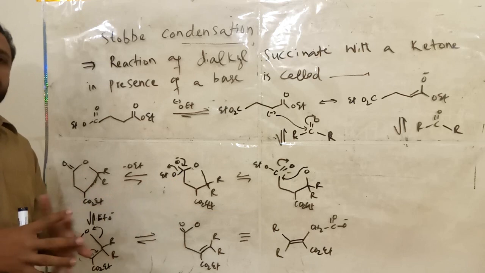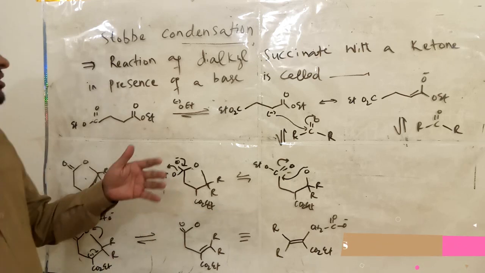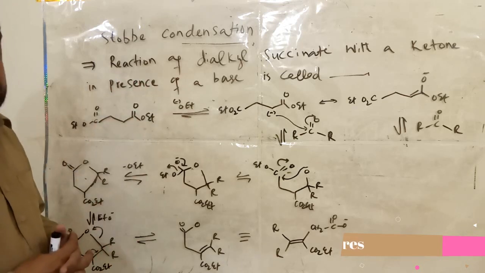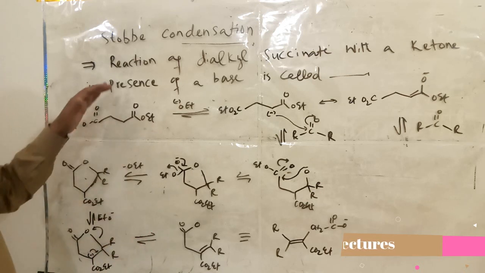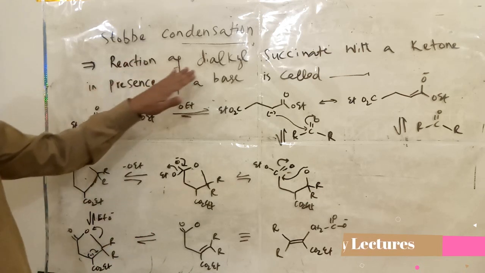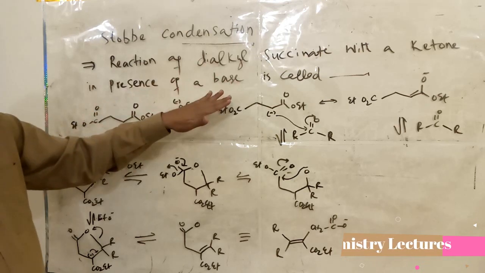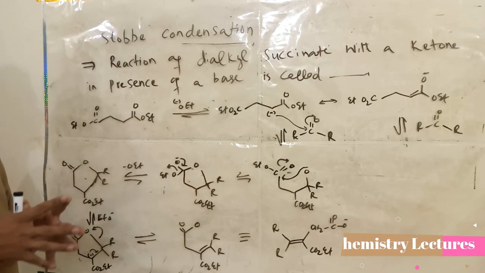So today we will discuss another different type of base catalyzed condensation reaction. The name of this reaction is Stobbe condensation. First of all, we will discuss the reagents. What are the reagents of the Stobbe condensation? In Stobbe condensation, the dialkyl succinate reacts with the ketone in the presence of a base. We will discuss the reagents separately.